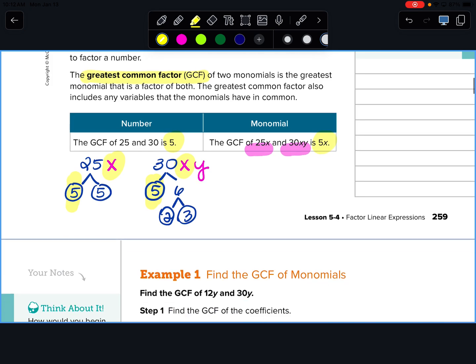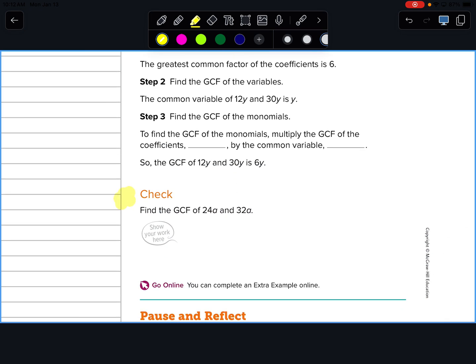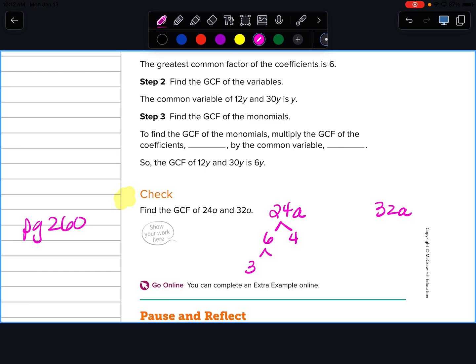Okay, let's try an example. I would like everyone to flip the page and go to the middle where it says check on page 260. On page 260, find the GCF of 24a and 32a. So write 24a, 32a, give yourself a little bit of room, and let's do the factor tree. So 24. You can do this multiple ways. I'm going to go with 6 times 4. Those are not prime, so keep going. 3 times 2. 4, this would be 2 times 2. And then I still have an a, so I'm going to write down the a.